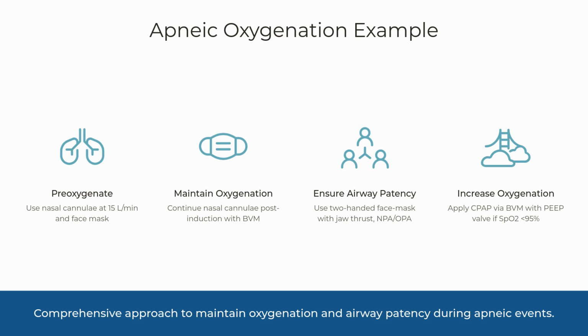Another option is a bag valve mask with a PEEP valve, providing CPAP, around 6 centimeters water, when combined with nasal cannula at 15 liters per minute. In emergencies, like difficult airways or high-risk patients, this technique buys critical time before desaturation. Think obese or critically ill patients where every second matters.